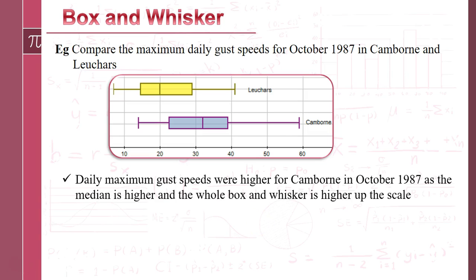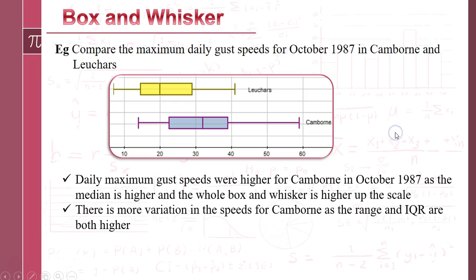And now we've got our second comment, which is about the variation, and we can use either measure of spread that we've got on our diagrams, which is either the range going from the min to the max, or the interquartile range going from Q1, the lower quartile, to Q3. In both cases on this diagram, we've got more variation in speeds for Camborne, as range and interquartile range are both higher. And then conceivably you might get a question asking you to justify why this was happening.